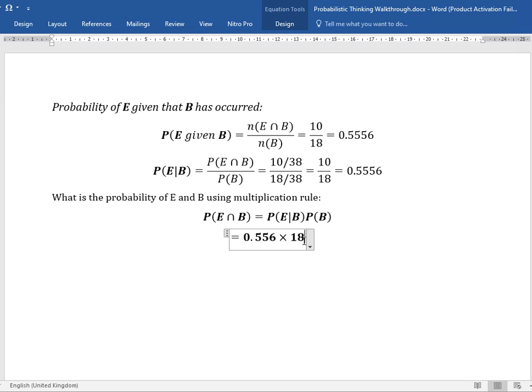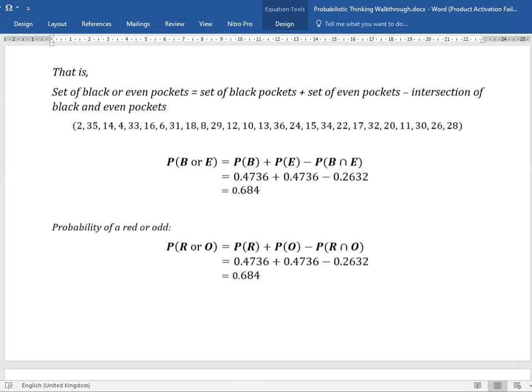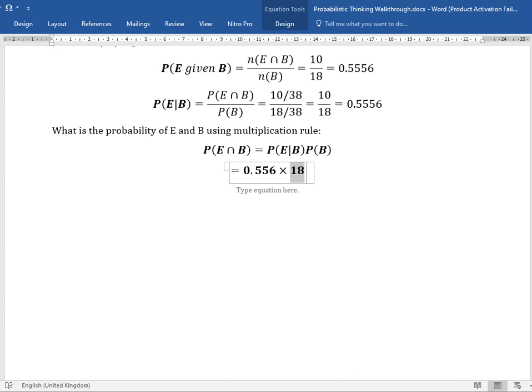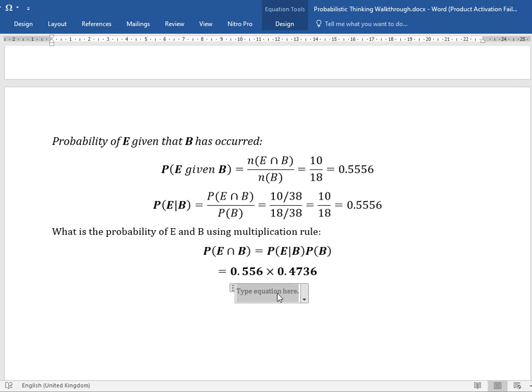Probability of B is 18. Okay, so we'll multiply this. Sorry, probability of B, 18 was 0.4736. Sorry, I was looking at 18/38. So 0.4736. Yes, thank you very much. You are very attentive.